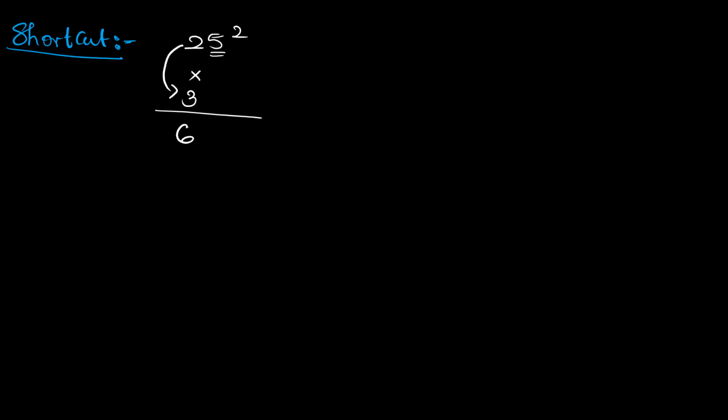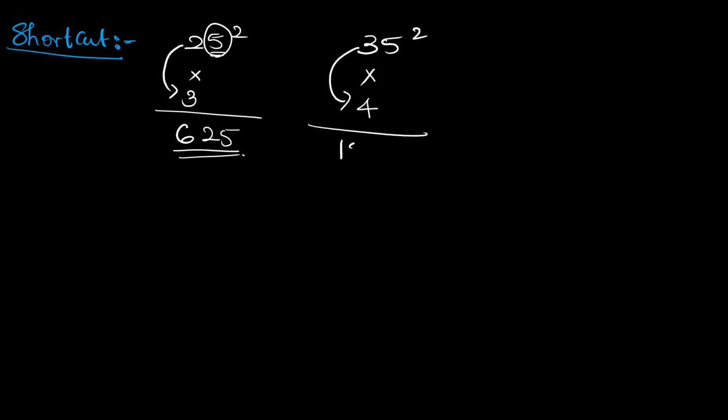I will share a shortcut trick to find the square of any 2-digit number that is ending with 5. Shortcut for finding the square of any 2-digit number that is ending with 5. First is 25. 25 square. This is a 2-digit number that is ending with 5. That is 2 plus 1, 3. 2 into 3, 6. Next is 5 square, 25. Again 35 square. 3 plus 1, 4. 4 into 3, 12. 5 square, 25. 45 square. 4 plus 1, 5. 5 into 4, 20. Last is 25.